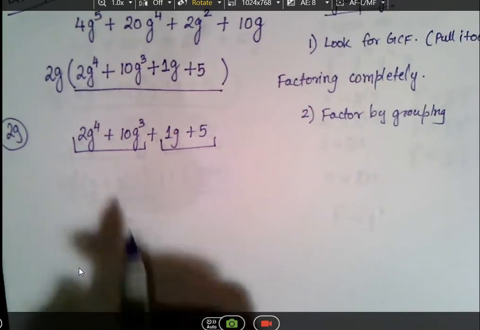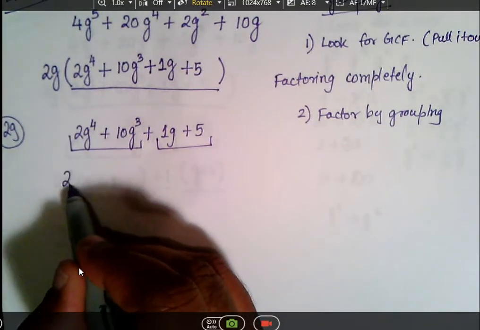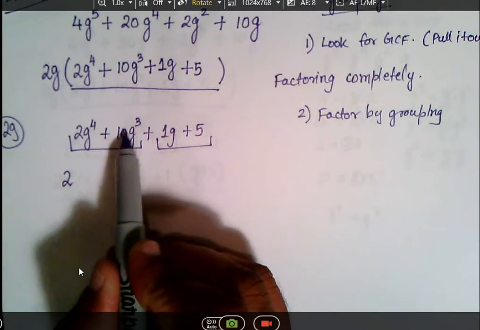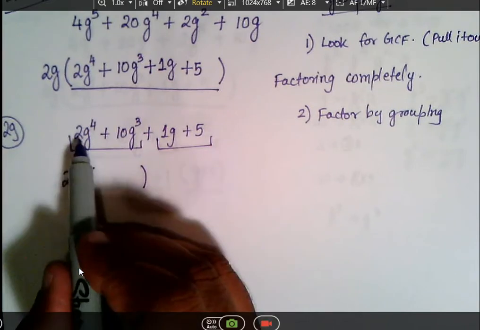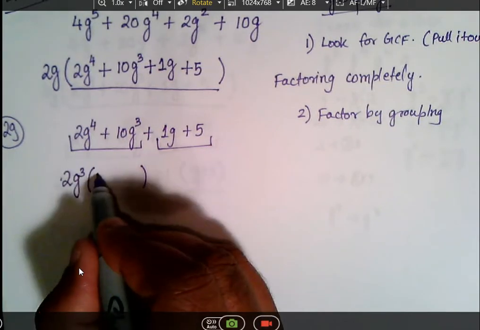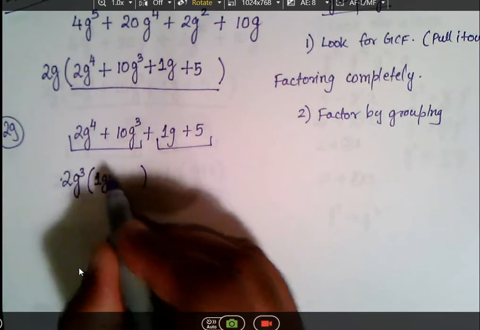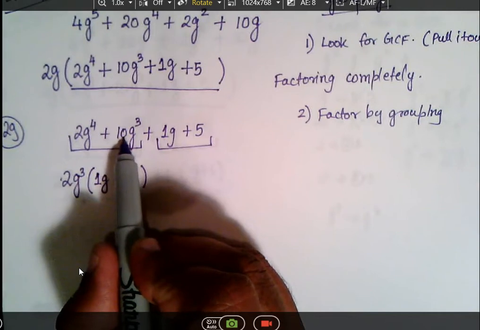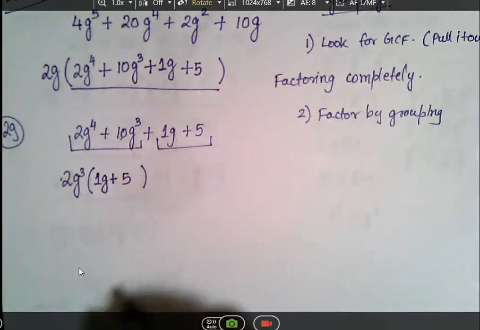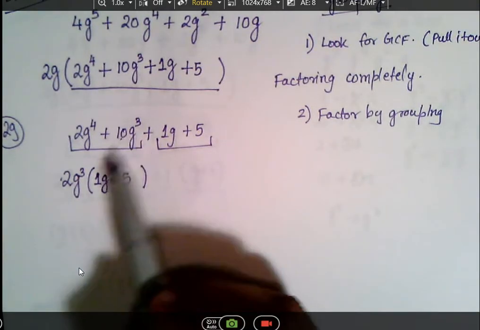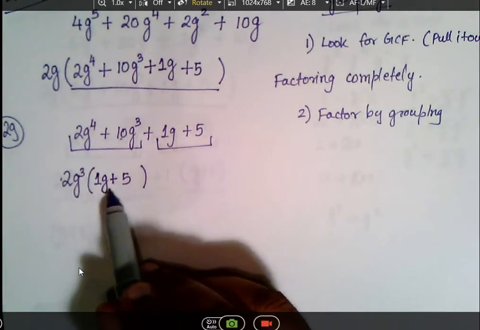Now again I want to look for a GCF between these 2 terms. So 2 and 10, the greatest common factor is 2. Between g power 4 and g cubed, the g cubed is going to come out. What's left? 2 has come out, so there is only a 1 left. G power 4, g cubed has come out, so there is a g left. I have a 10g cubed, a factor of 2 has come out, so I have a 5 left. G cubed has come out, so there is nothing left there. So it's 2g cubed times 1g plus 5.